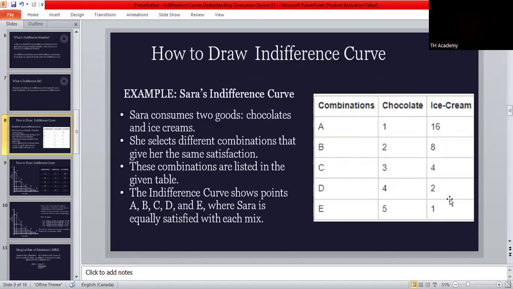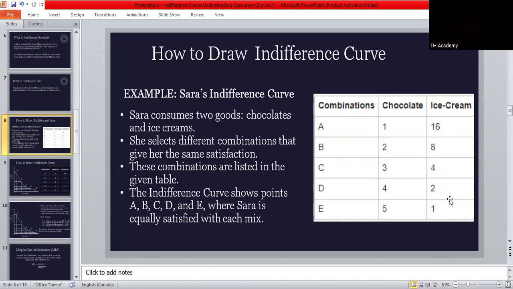Sara's indifference curve. Now, let's make this concept practical. Meet Sara. She loves chocolates and ice cream. She consumes different combinations of these two items that make her equally happy. We have a table showing these combinations, and when we plot them on a graph, we will get an indifference curve. That is basically Sara's indifference curve.